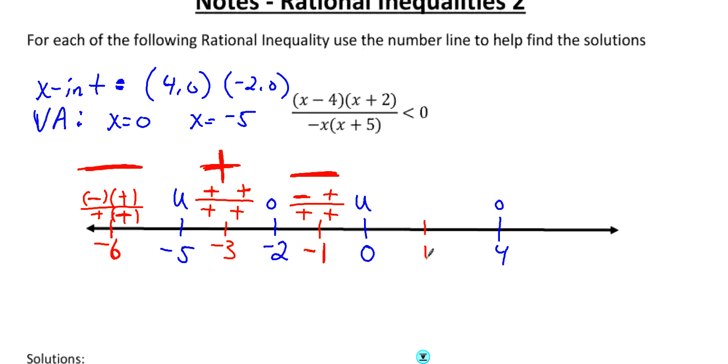Then I'm going to pick positive 1 because it's between 0 and 4. And I get negative, positive, negative, positive, which means this part is positive. And then lastly, I'm going to pick 5, and I get positive, positive on top, negative, positive on bottom, which means I'm total negative there.